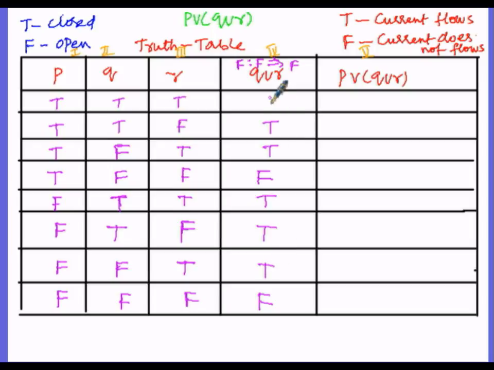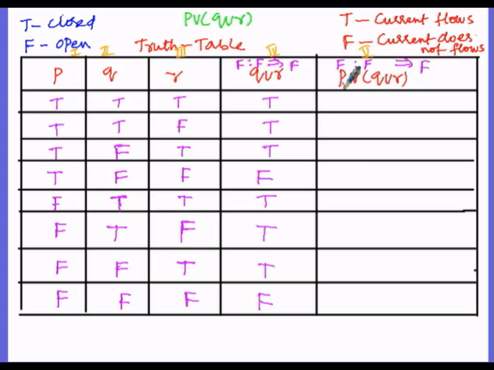Similarly, let us find out the last column, P or (Q or R). So in order to find out the truth values of P or (Q or R), the connective between these two statements, that is P and this bracket consisting of Q or R, is the disjunction. So here the condition of the disjunction is that the truth value of the first statement P must be false. So the truth value of the statement Q or R also must be false, therefore the disjunction also will be false.